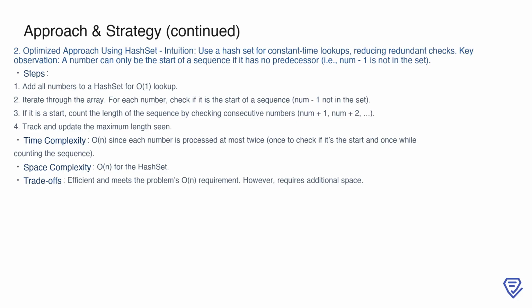During this process, we keep track of the maximum sequence length. This approach is highly efficient, with a time complexity of O(n), since each number is processed at most twice. However, it does require additional space for the hash set, resulting in an O(n) space complexity. Despite this trade-off, it is far more practical than the brute force method for large datasets.